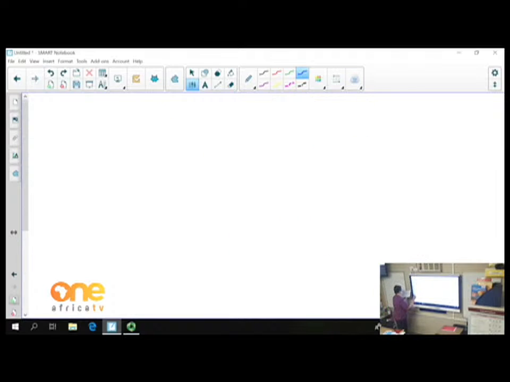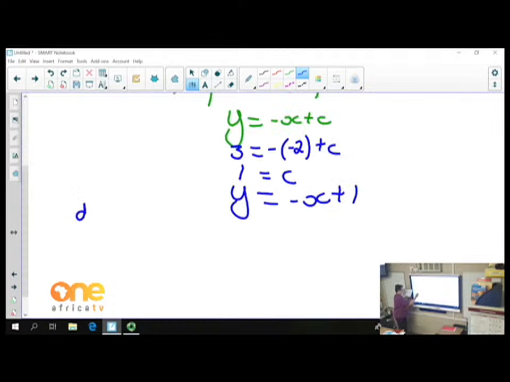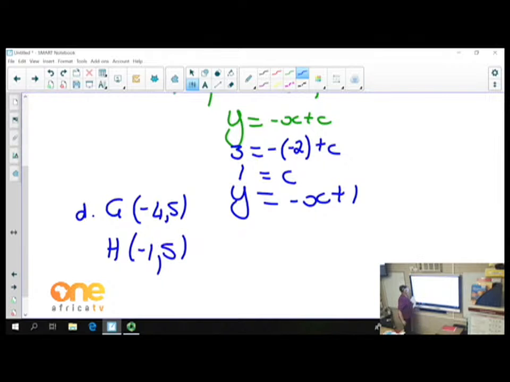Right, the last one is now number D. G, which is -4, 5, and h, which is -1, 5. Right. Y is equal to mx plus c. What is m? 0. M is 0. M is equal to 0.